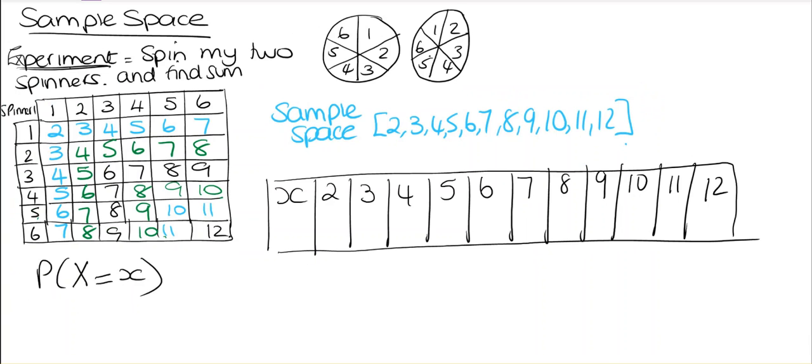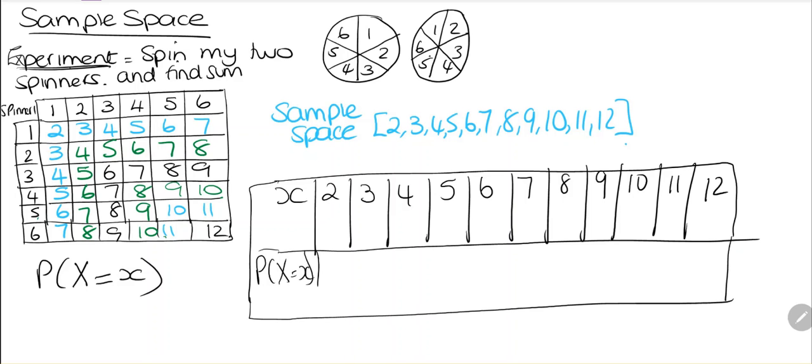And then we're going to have our column. So this is going to be where our P of x is equal to x. And this is where we're going to write our probability. Now this could be a fraction, it could be a decimal. So the probability of our value scoring 2. So this is our random variable of x scoring 2.